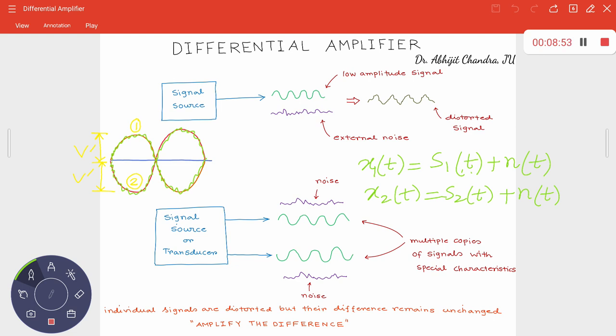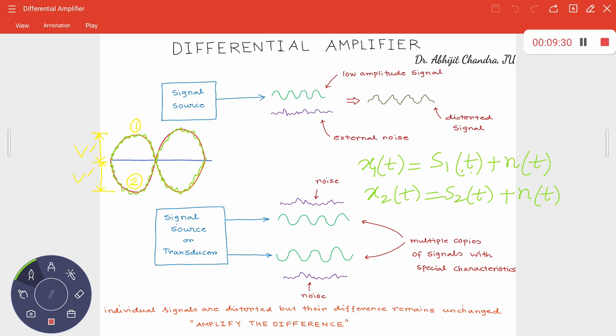Now, if you take the difference between these two signals, x1 of t and x2 of t, what happens? Assuming that the noise affects both of these two signals similarly, then the difference, x1 of t minus x2 of t, simply gets rid of the effect of the noise. So what you have is s1 of t minus s2 of t, and s2 of t is minus s1 of t, so that is 2 into s1 of t. The effect of the noise is eliminated, and you have some magnified version.